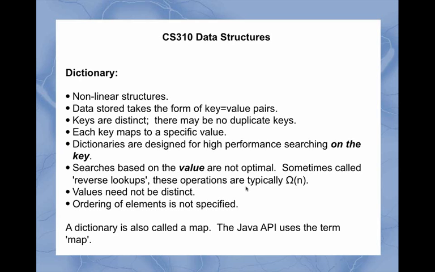A dictionary is also referred to as a map, and the Java API uses this term, a map. It is a newer or more common name. In the Java API, the original term was dictionary, but they changed it to map at some point. Either name is completely valid.